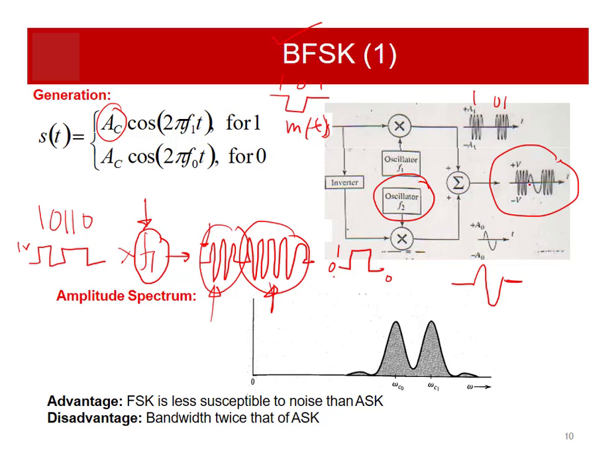For 1 we have a particular frequency, which is a high frequency. For 0 we will have a low frequency. For 1 we will have another high frequency. In this way we can actually achieve binary frequency shifting. So the process is very simple.